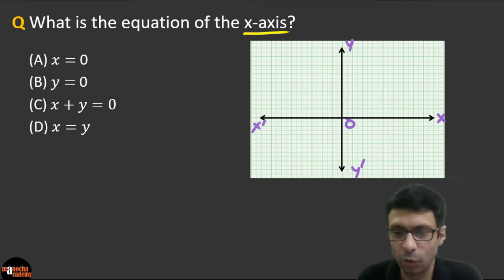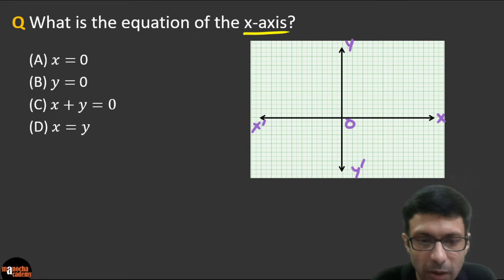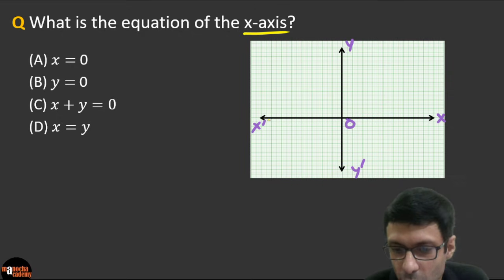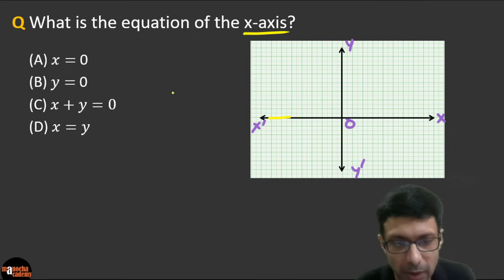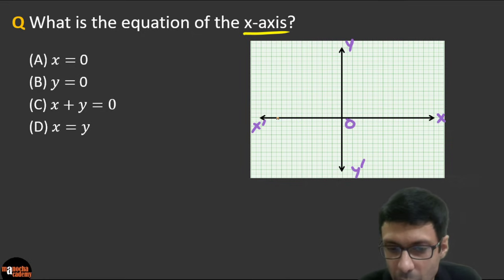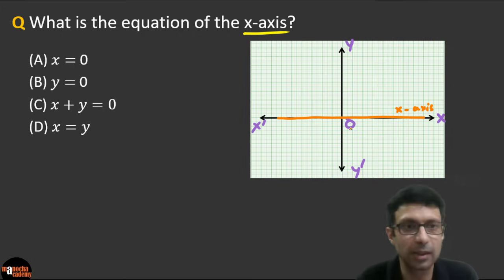If you look at the x-axis, we are talking about the x-axis, which is this horizontal line. Let me draw it in orange here. So we are talking about this, our horizontal x-axis. On the x-axis, the y value is fixed, because y is basically 0. It has no height on y. But the x value can change.